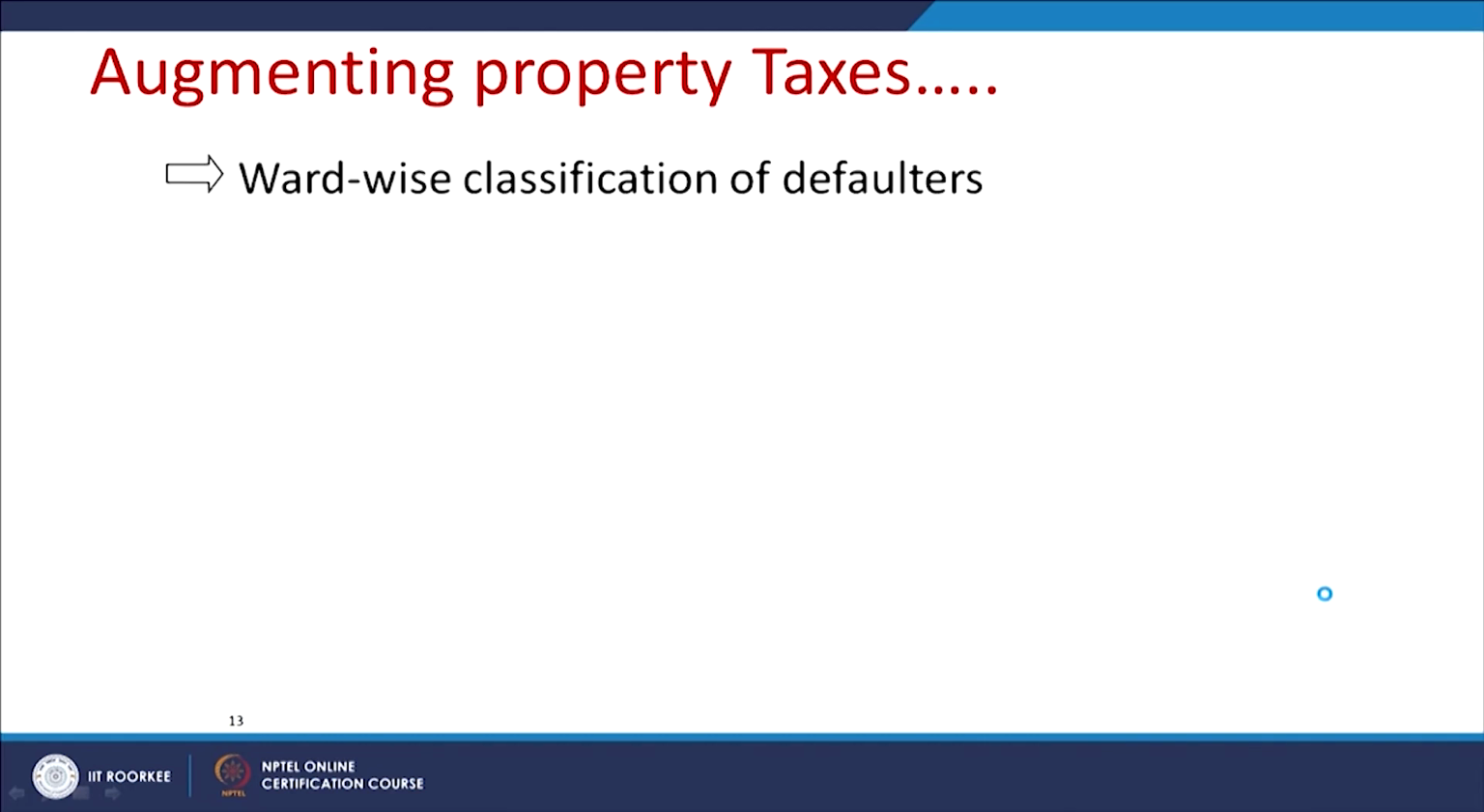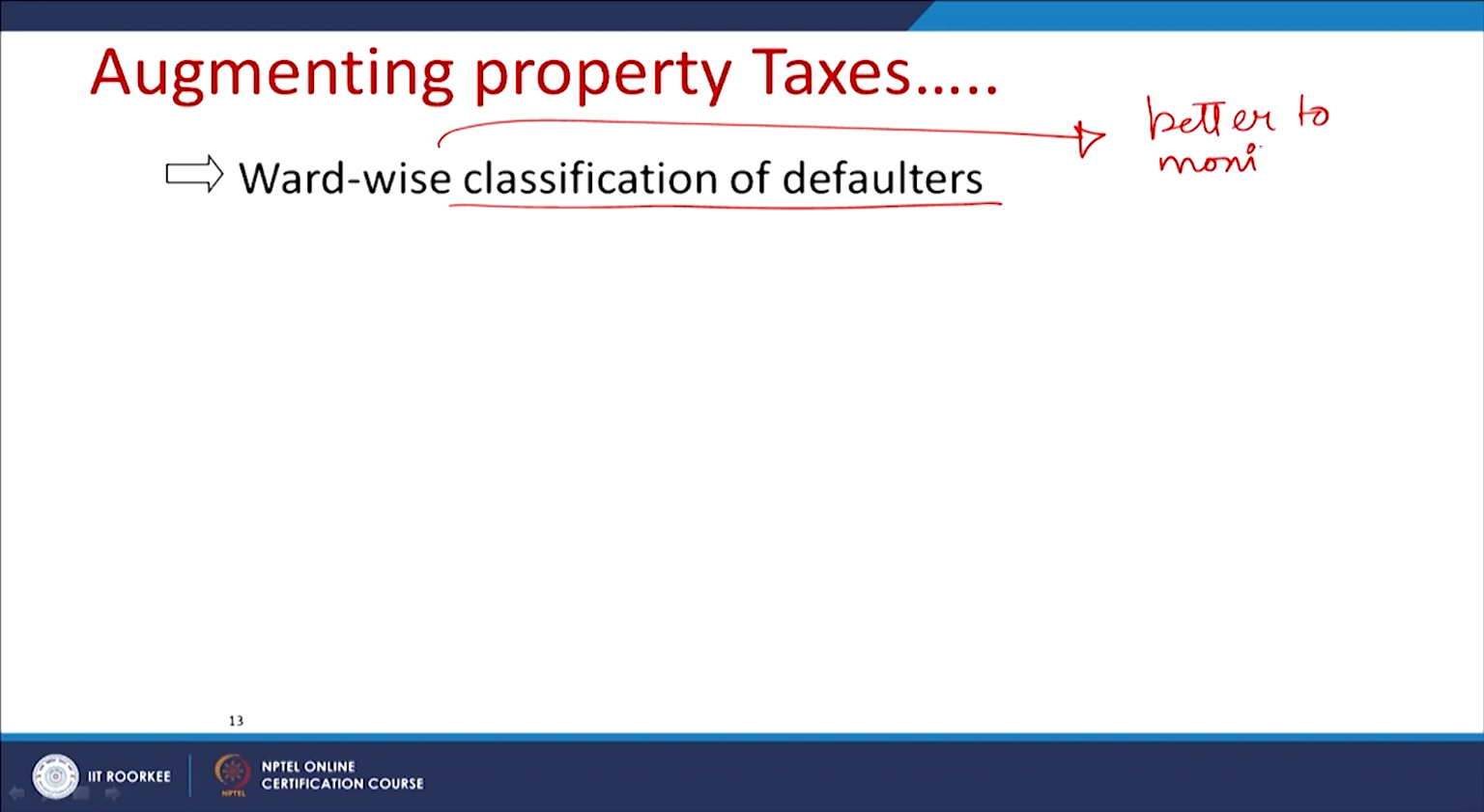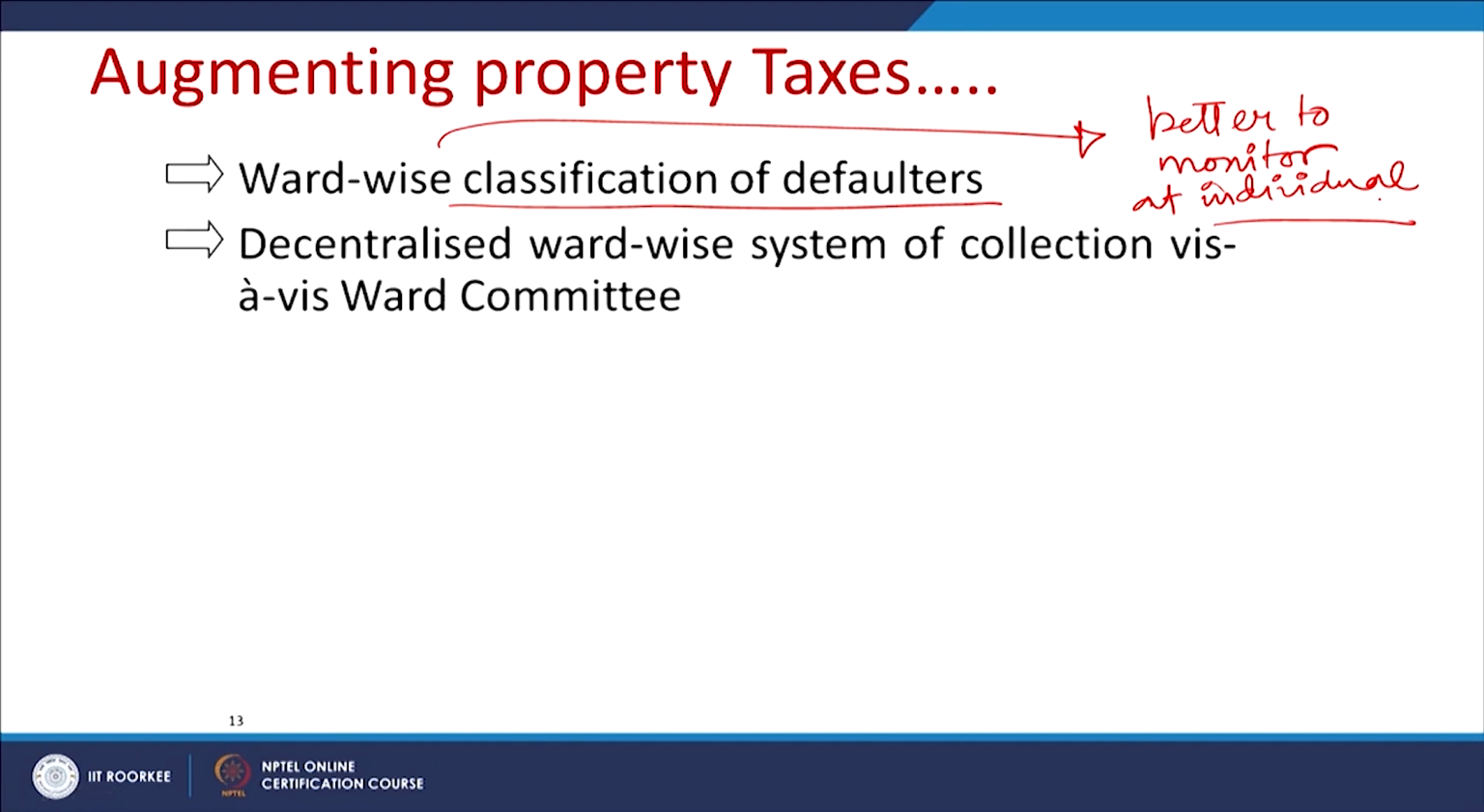Then next is ward-wise classification of defaulters. If you find that some of the properties or holdings are not paying the property tax, what could be the ward-wise classification? Now, why ward-wise? Because if you make a ward-wise list and maps, it is better to monitor at an individual level, because at the ward your municipal councillors are there and they work at a micro level, at an individual level, they know each and every person in the community, in the ward. So, that is possible. Next is a decentralized ward-wise system of collection via the ward committee.